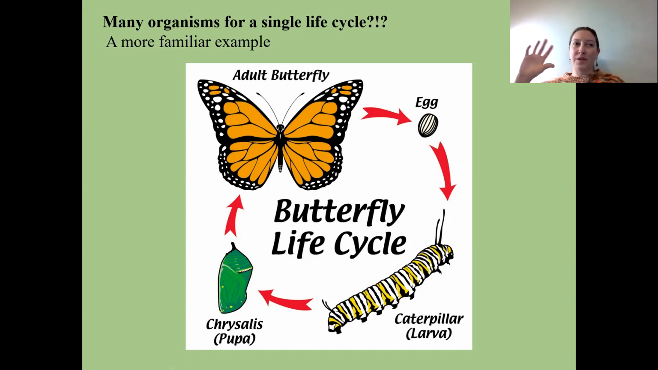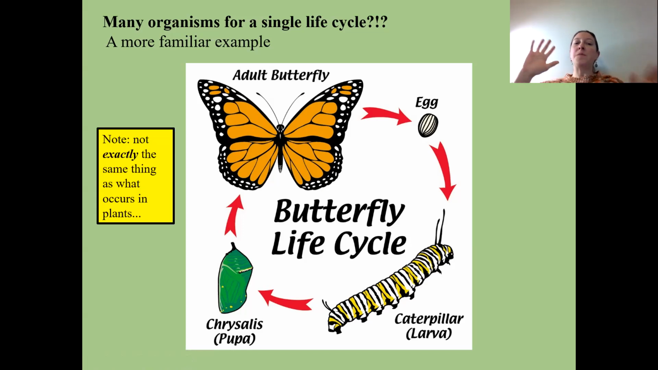So that's kind of like what I'm talking about with this alternation of generations in plants, although this is not the same thing. But it's a good way to get your brain ready to think about it, because you're used to this idea: a caterpillar turns into a butterfly.